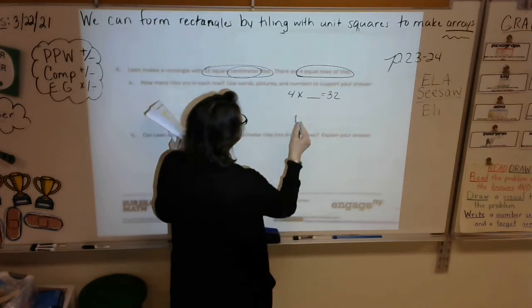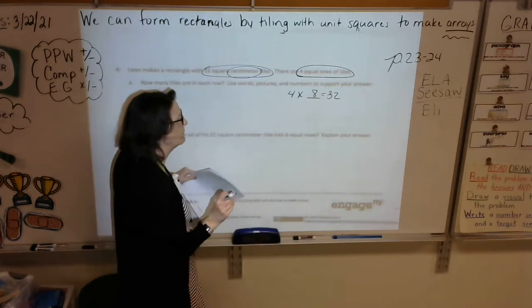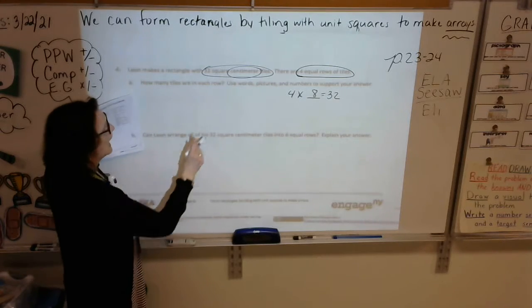We can finish our number sentence right now if you want, because we know it will be 4 groups of 8. I need 4 rows.